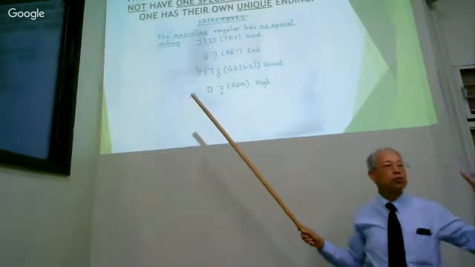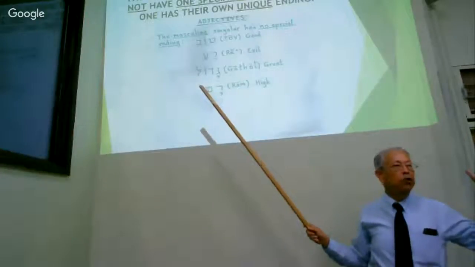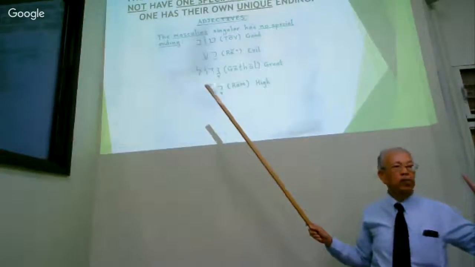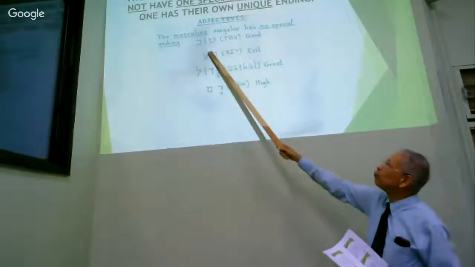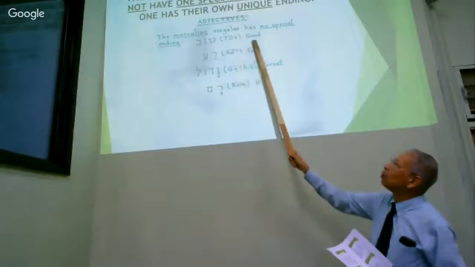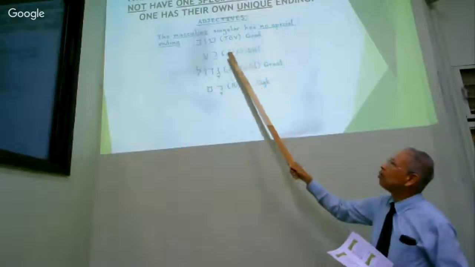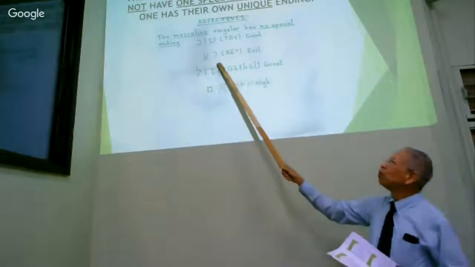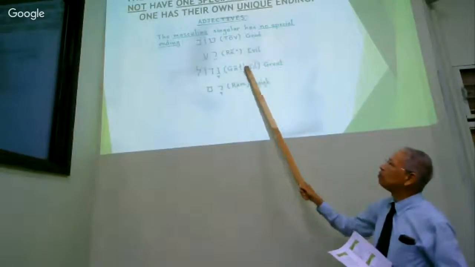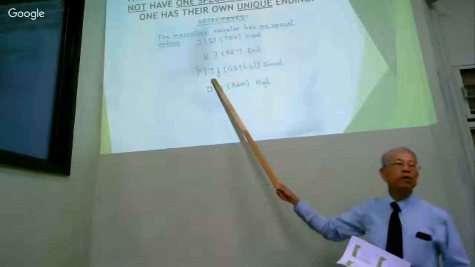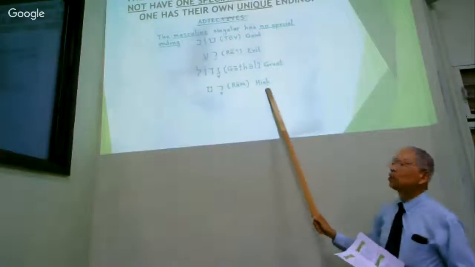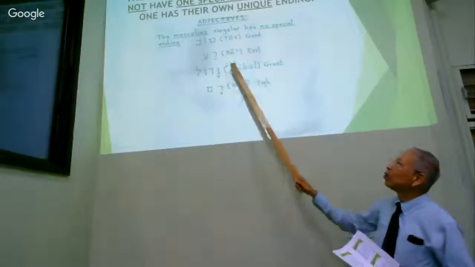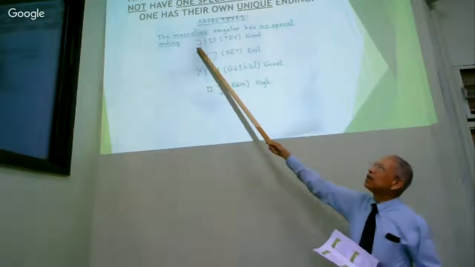Give 2 examples. Bear in mind 2. Any 2. For example, tov, which means good, or ra, which means evil. Gadol, which means great, or ram, which means high. Notice tov ends in Beth.